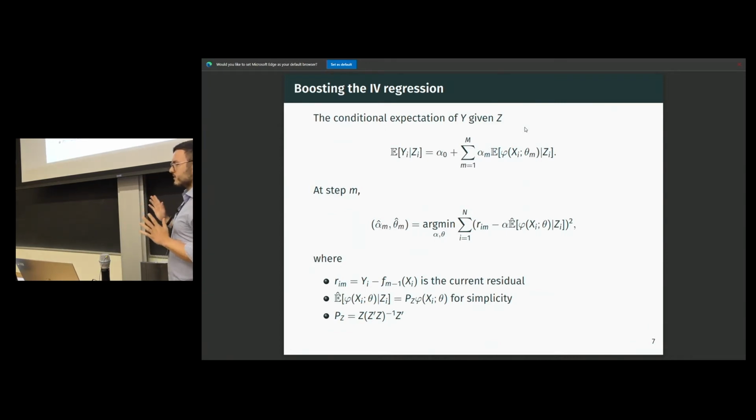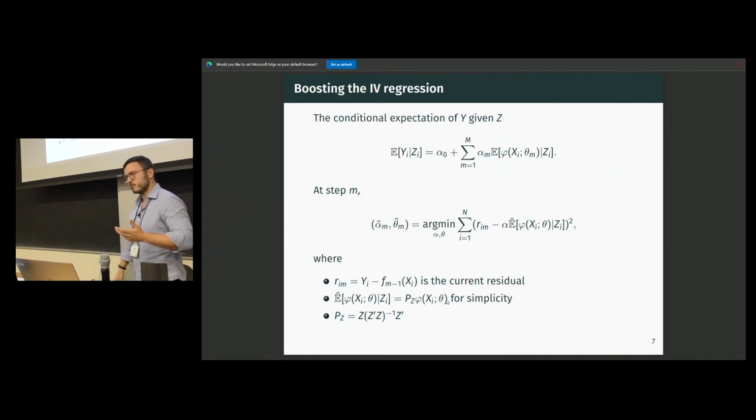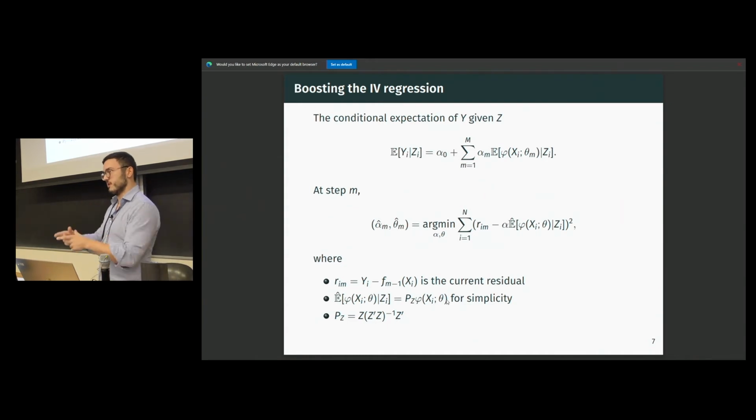The only thing that is going to change compared to the standard L2 boosting is how we estimate our parameters at step m. We begin by taking the conditional expectation with respect to the instruments. And unlike standard boosting, we're not going to be fitting the weak learner directly to the residuals. We're going to be fitting the conditional expectation of the weak learner given the vector of instruments. The simplest way to estimate this conditional expectation is just to project the weak learner on the span of instruments. And here exactly the question of instrument construction kicks in. We need to span on strong instruments.